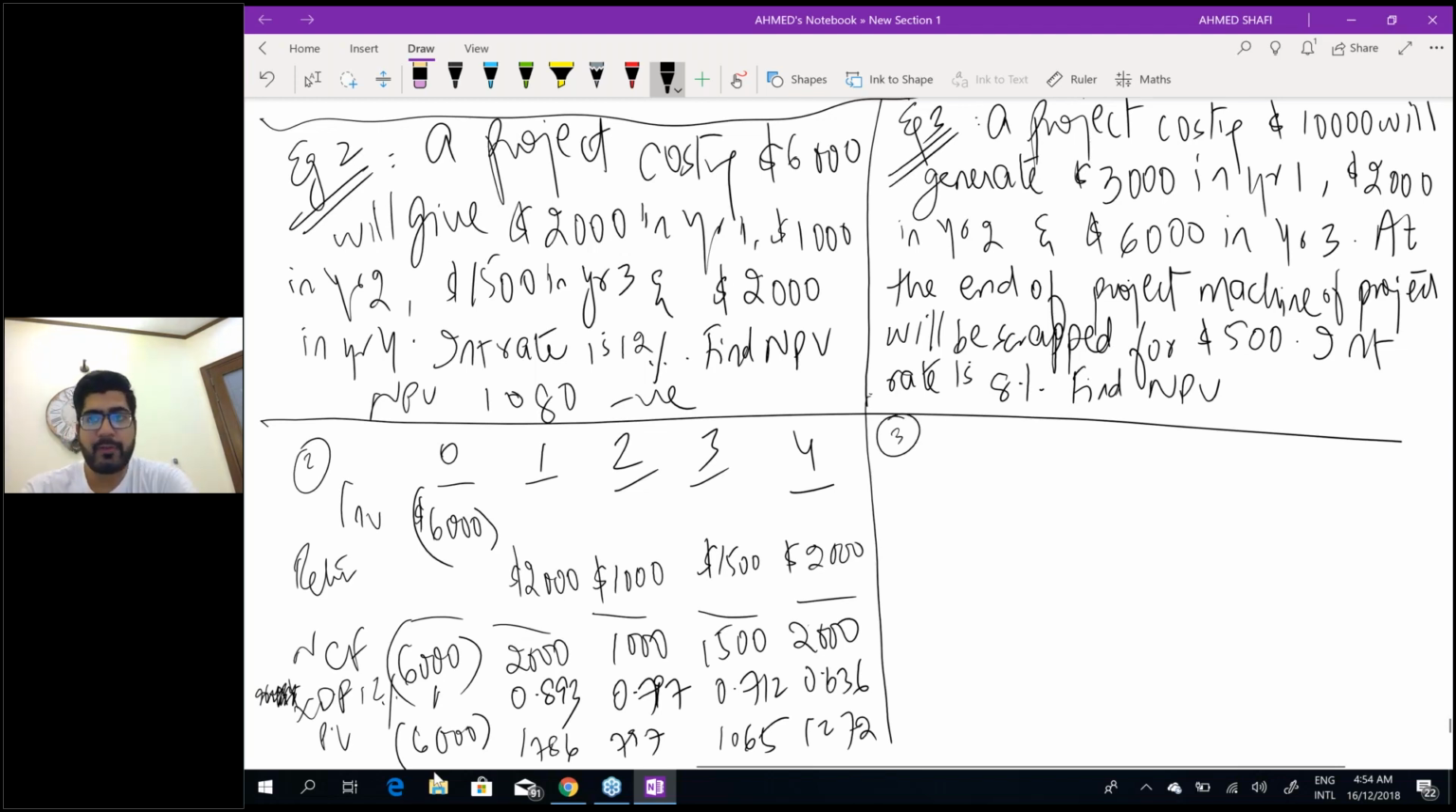Then let's move towards example 3. Project costing 10,000 will generate 3,000 in year 1, 2,000 year 2, 6,000 year 3. At the end of the project, machine from project will be scrapped for 500, interest rate 8%, find NPV. So again, let's find NPV.